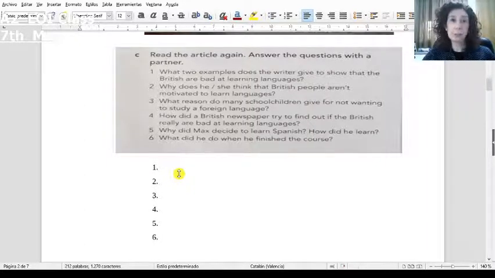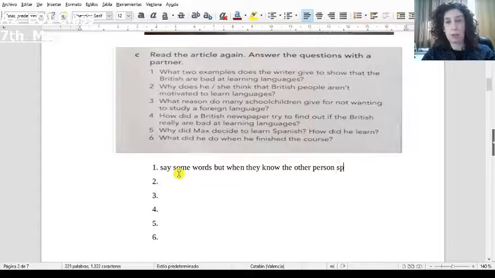The first example: they say some words, but when they know that, for example, the waiter, the other person, speaks English, they stop using the foreign language.